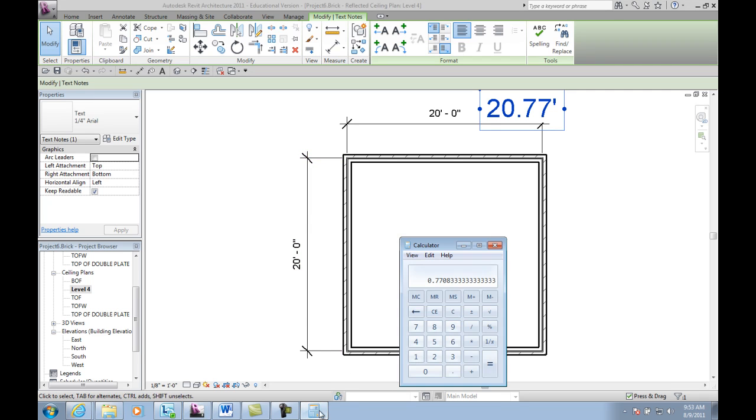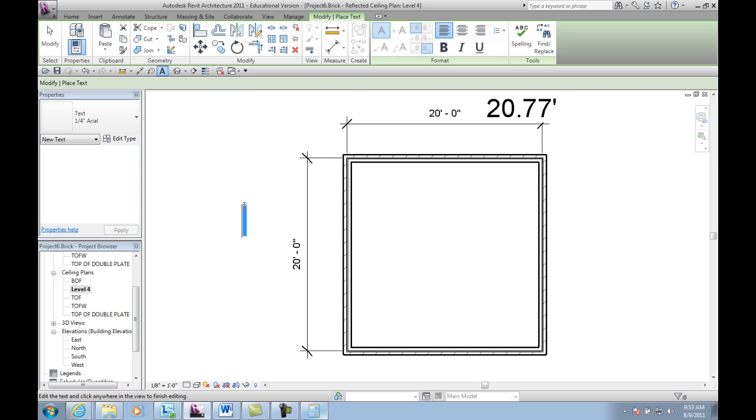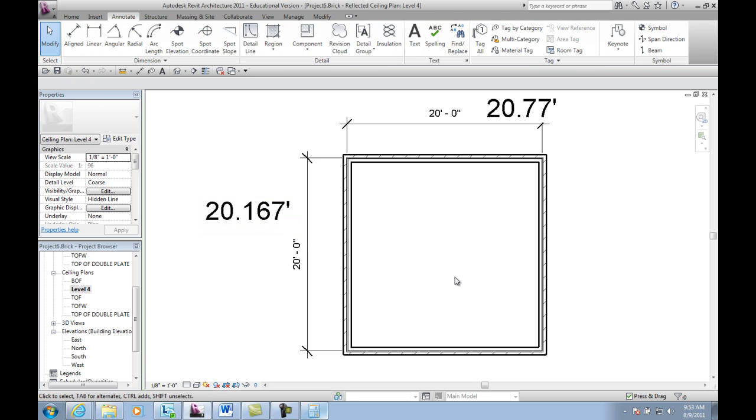And again, we need to calculate what 2 inches is in feet. We divide it by 12, it's 0.166. So, of course, let's put our text here. So it's going to be 20.167 feet. Okay? Alright. So we got those 2 measurements.